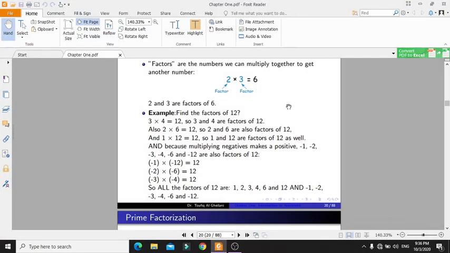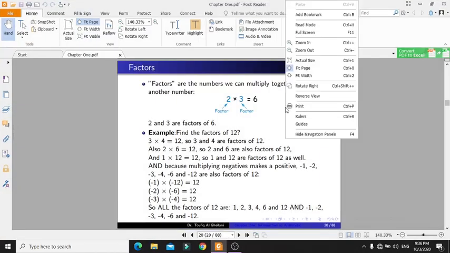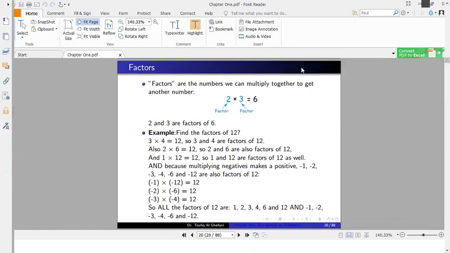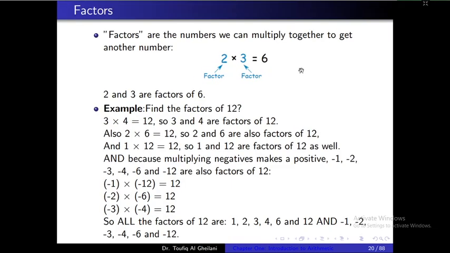In this video, we are going to cover the lectures for week 2. We explain factors. Factors are the numbers we can multiply together to get another number. For example, 6: 2 times 3 is 6. So we say 2 is a factor, 3 is a factor.